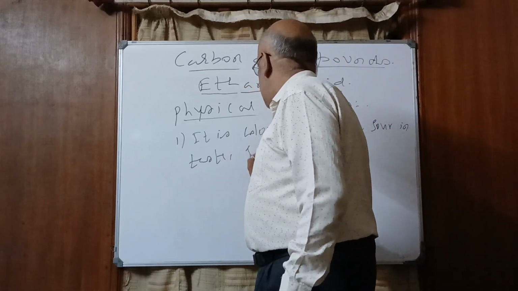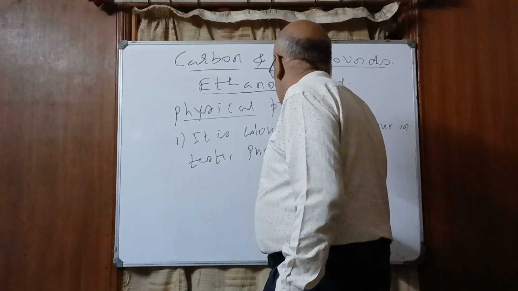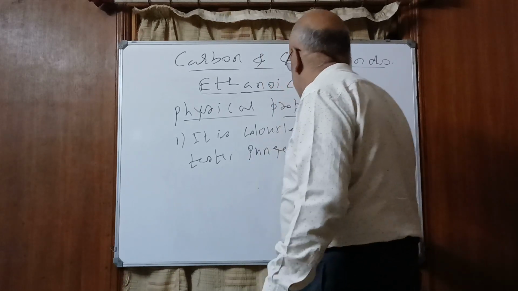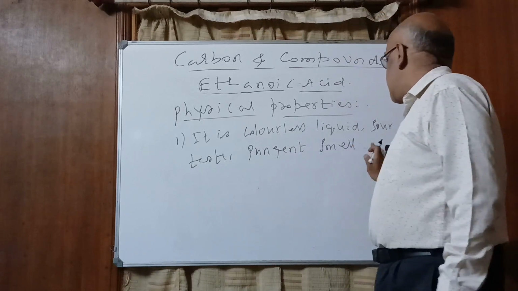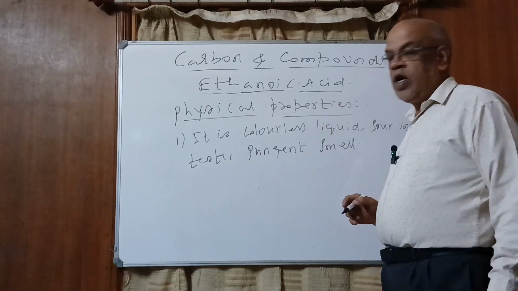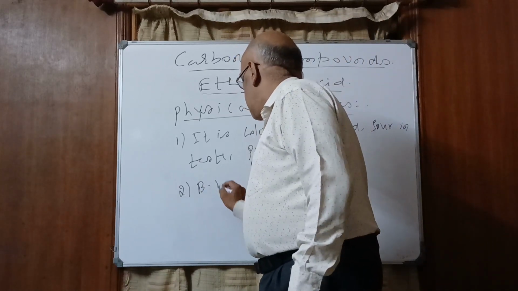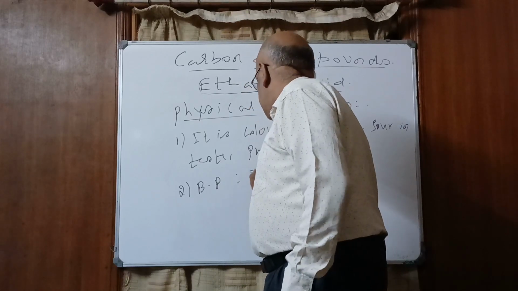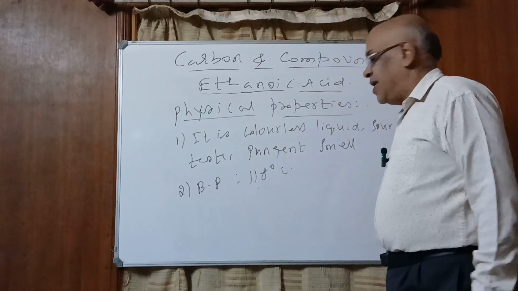And what is the smell? It has a pungent smell, or the smell of vinegar. Because vinegar contains 5 to 8% of ethanoic acid in water. Then its boiling point. What is the boiling point? Boiling point is 118 degrees centigrade, children.